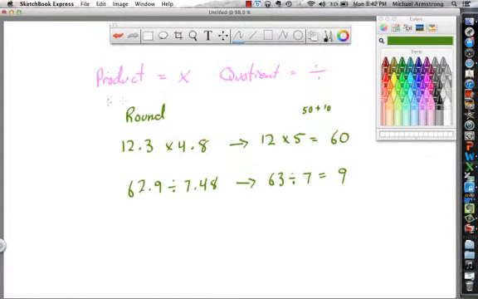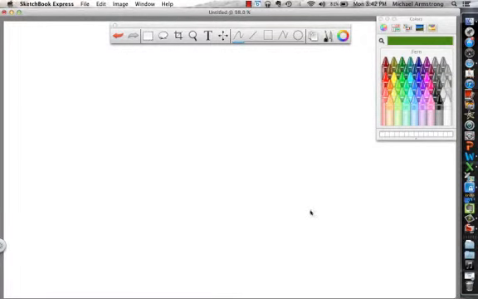All right, so this is important when we're rounding: the numbers need to work. But sometimes the numbers don't work, and I'm going to show you why we use compatible numbers. We're going to do the same thing, but we're going to use compatible numbers.